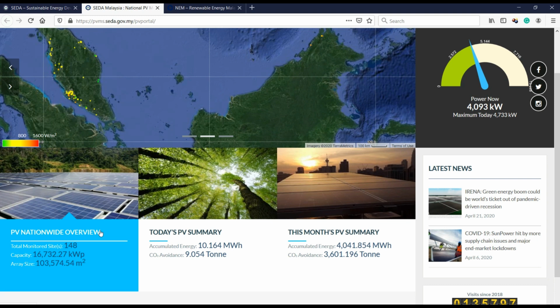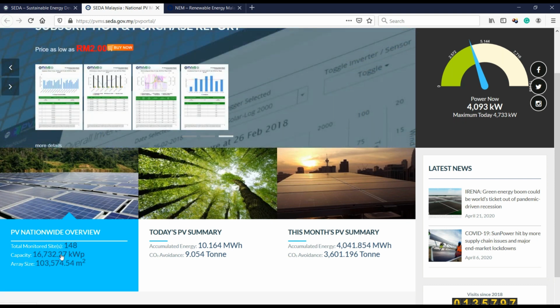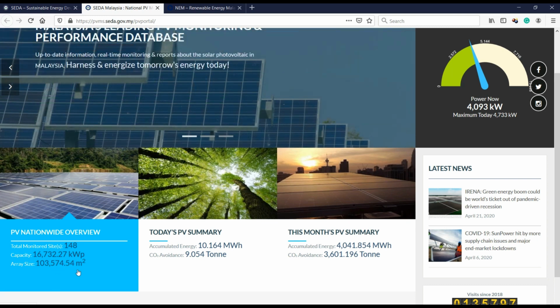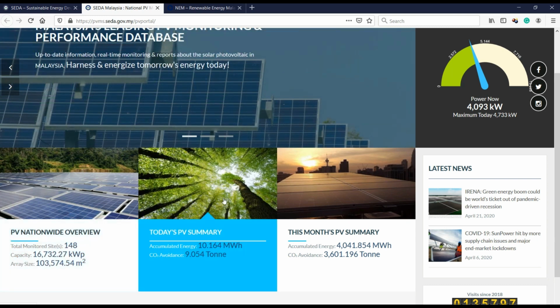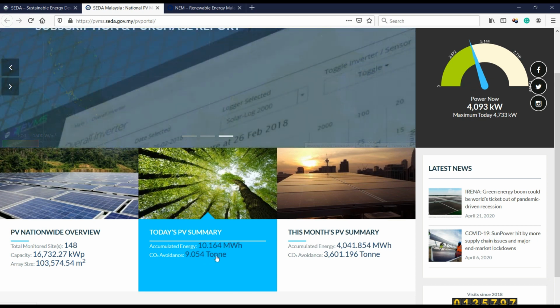So this is the capacity, 16,732.72 kilowatt peak, and this is the array size, 103,574.54 square meter. So this is the today PV summary. For the whole Malaysia, accumulated energy about 10.16 megawatt hour. So avoidance about 9.059 tons.